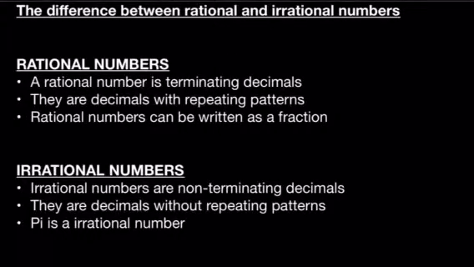I'm going to be explaining the difference between rational and irrational numbers. Rational numbers have terminating decimals. They are decimals with repeating patterns. Rational numbers can be written as a fraction.